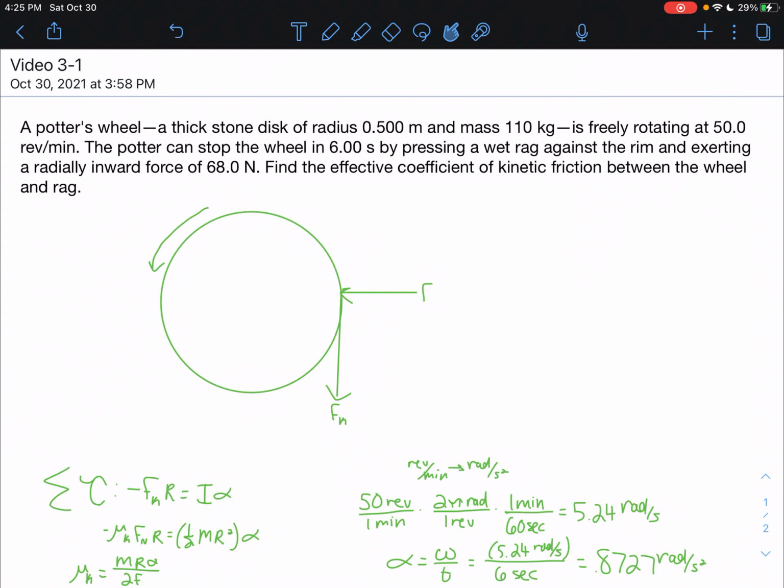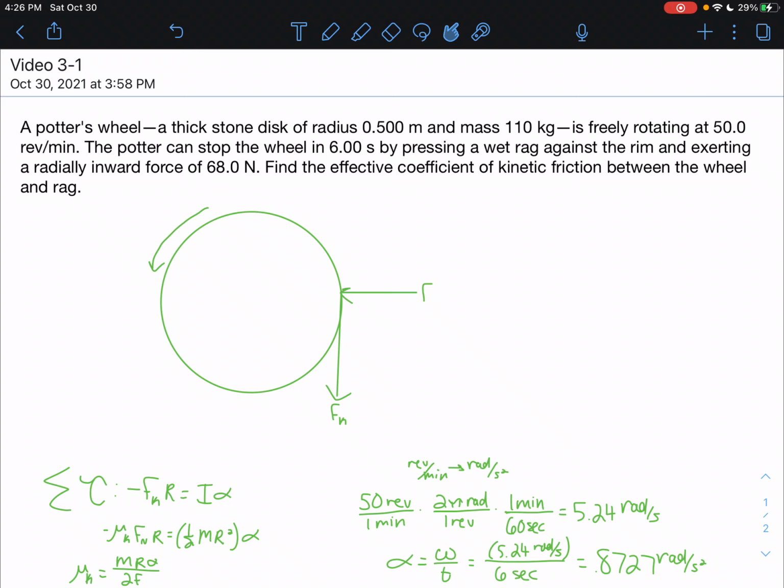A potter's wheel, a thick stone disc of radius half a meter and a mass of 110 kilograms, is freely rotating at 50 revolutions per minute. The potter can stop the wheel in 6 seconds by pressing a wet rag against the rim and exerting a radially inward force of 68 newtons. Find the effective coefficient of kinetic friction between the wheel and the rag.